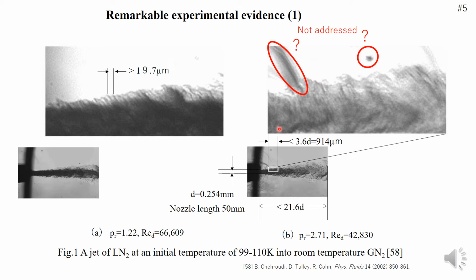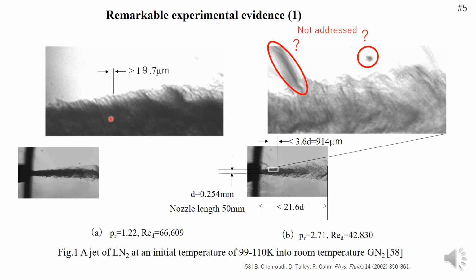This slide shows the shadowgraphs of a jet of liquid nitrogen at an initial temperature of about 100 K into room temperature gas nitrogen at supercritical pressures. Although the overall feature appears similar to the subcritical case, there are significant differences due to the absence of phase separation. Figure A clearly shows the formation of comb-like structures of dense fluid resolving into the surrounding light fluid in the mixing layer. This feature has been considered to be characteristic of transcritical mixing.